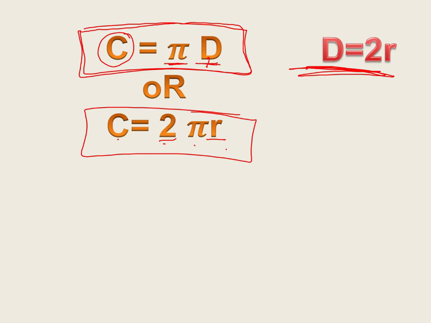The circumference of a circle equals pi d. We can say it another way. The circumference of a circle equals 2 pi r. So these are the rules to find the circumference of a circle. C equals pi d or C equals 2 pi r, because we substitute d here by 2r.